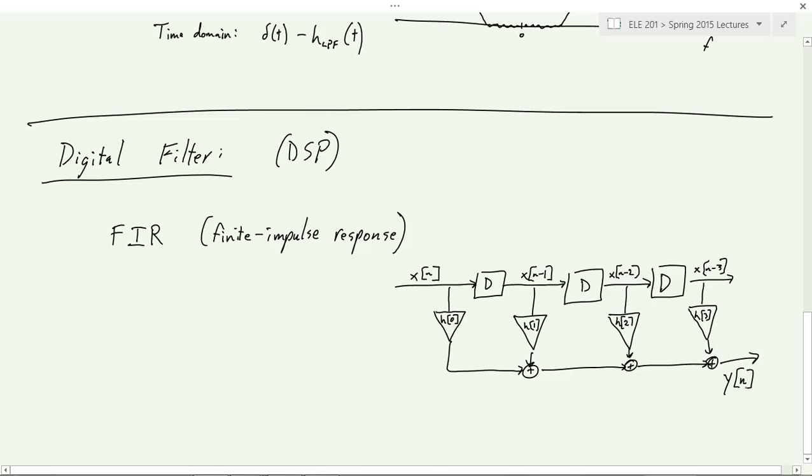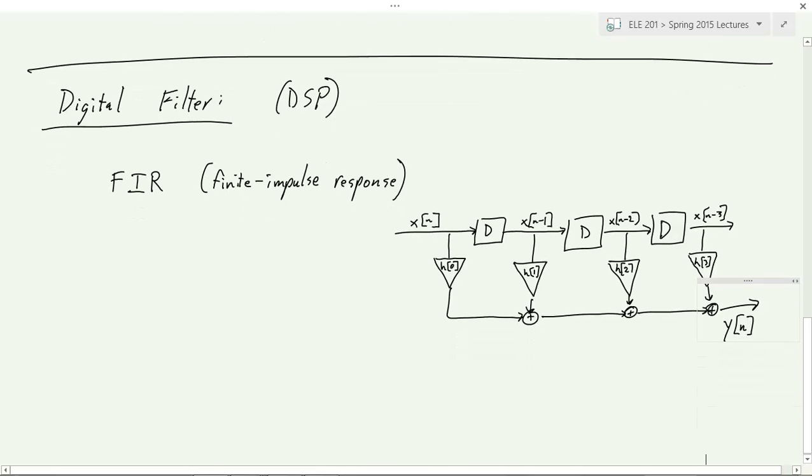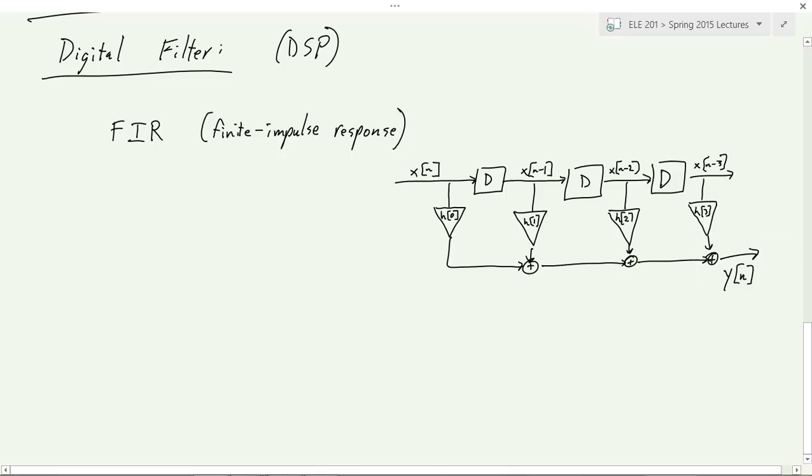And in fact, I've even conveniently labeled those amplifiers h0, h1, h2. That's the impulse response, right? So y[n] equals x[n] convolved with h[n], assuming h[n] has just 4 non-zero values. These we sometimes call the filter taps. So this is a simple implementation of a convolution, which is a filter. If you designed this convolution to have a certain frequency response, then here's an implementation of it in real time.